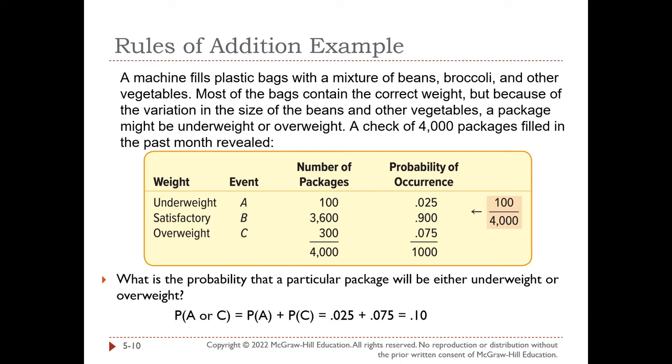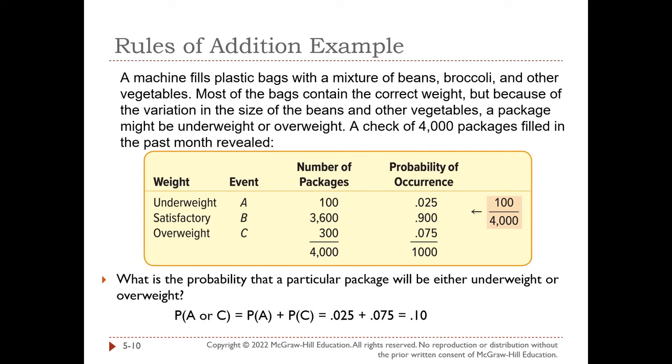So what is the probability that a particular package will be either underweight or overweight? Well, it's either going to be A or C, so we're going to add the probabilities of A and C together. So 0.025 plus 0.075 equals 0.1, or basically 10%, which is a low probability on our scale, closer to 0. So, we got a little easy one, right? As long as they're mutually exclusive, addition works. Yay!